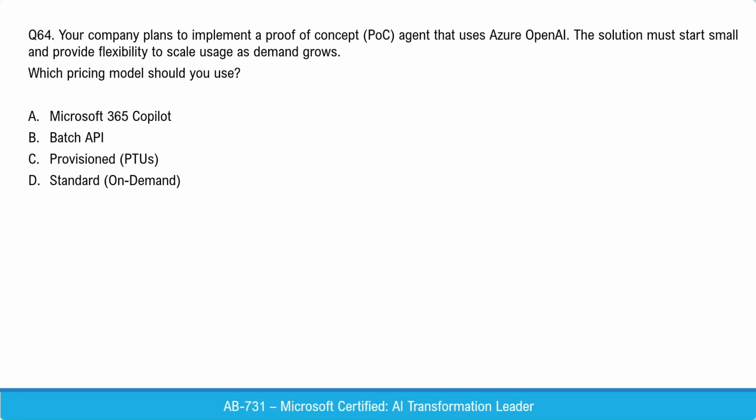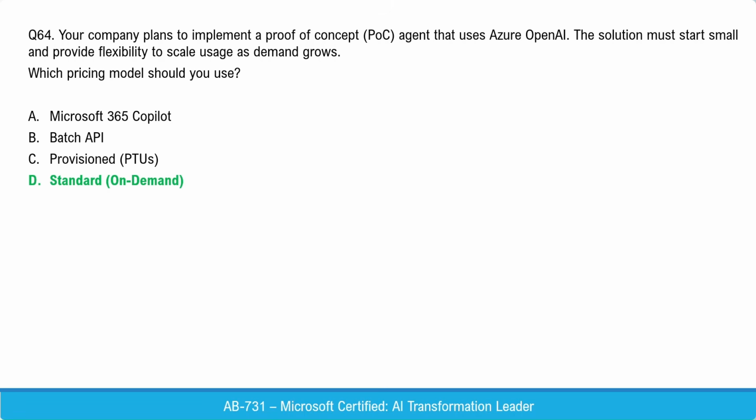Next question. Your company plans to implement a proof of concept agent that uses Azure OpenAI. The solution must start small and provide flexibility to scale usage as demand grows. Which pricing model should you use? Your options are M365 Copilot, Batch API, PTUs, or Standard on Demand. And the correct answer is Standard on Demand.